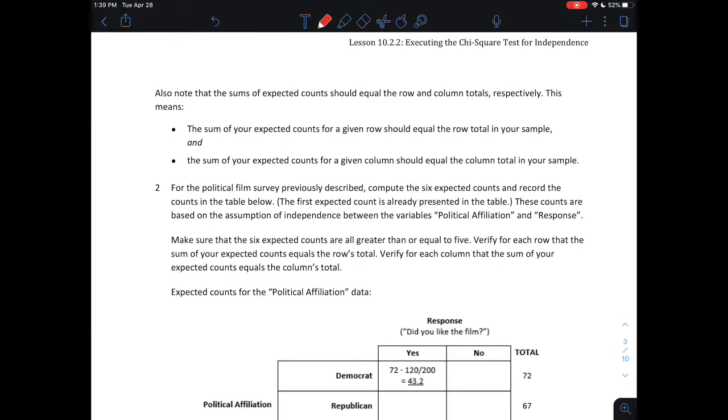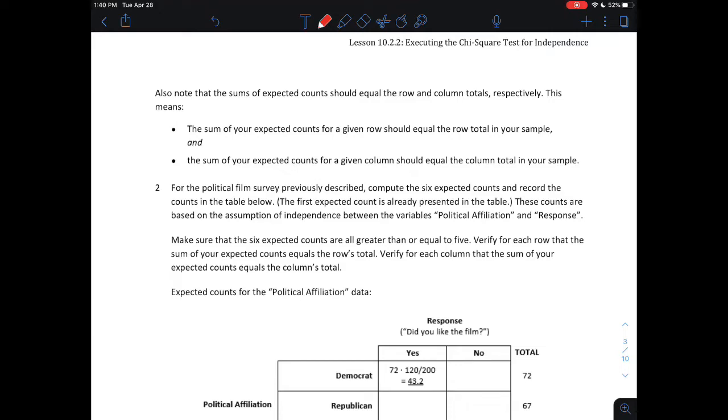Also note that the sums of expected counts should equal the row and column totals, respectively. This means that the sum of your expected counts for a given row should equal the row total in your sample, and the sum of your expected counts for a given column should equal the column total in your sample.